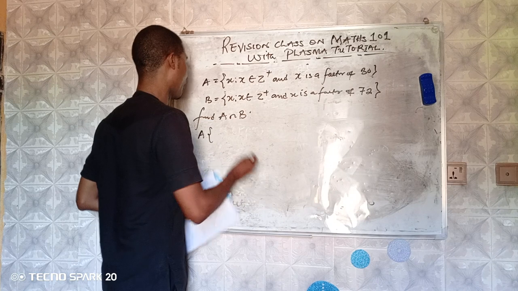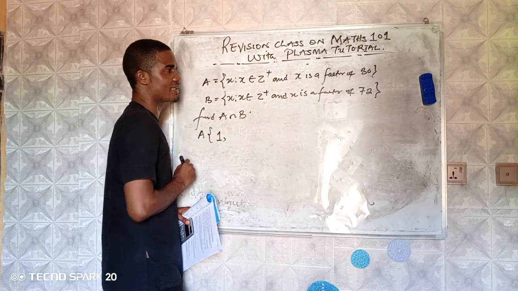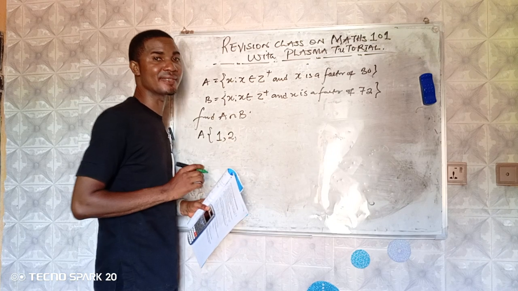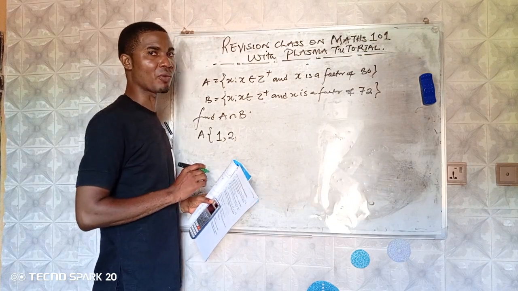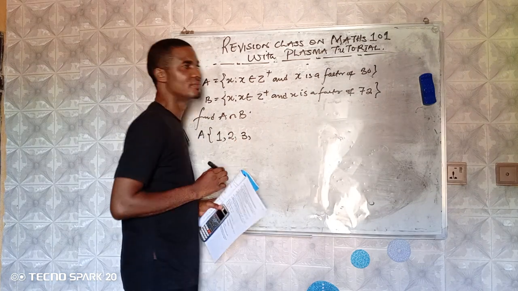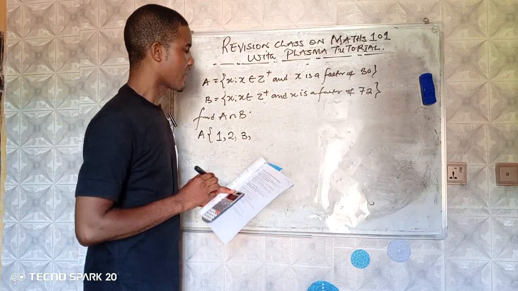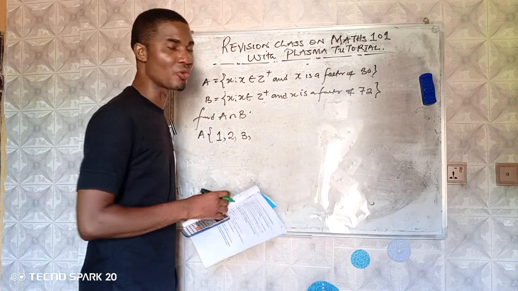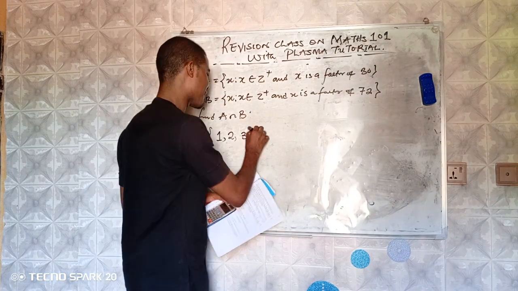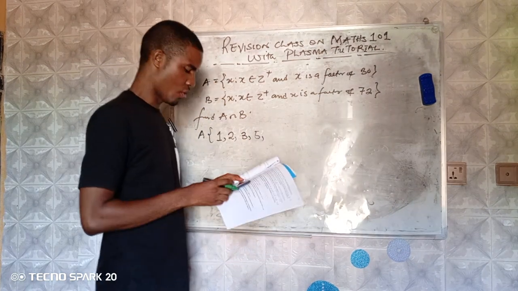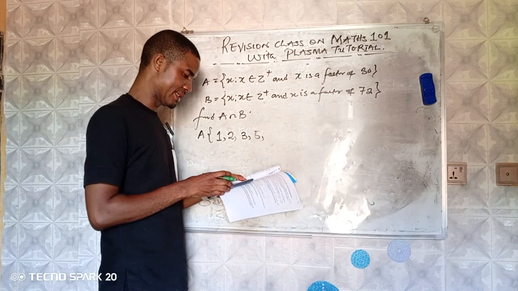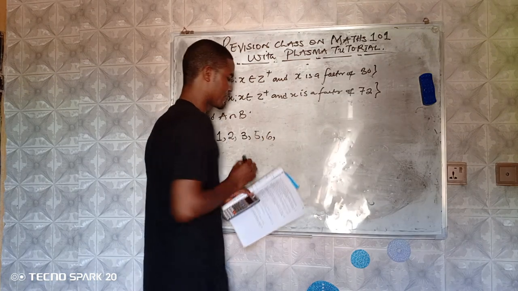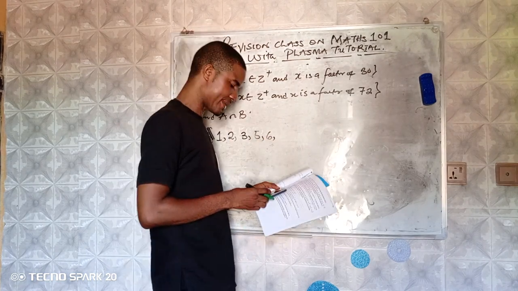Numbers that can divide 30 without remainder. So we start from 1. 1 can divide 30. 1 is a factor of 30. Try 2. Yes, 2 is a factor of 30. 2 can divide 30 without remainder. What of 3? 3 is a factor of 30. You have your calculator, you can also follow. 4 is not a factor of 30 because 30 divided by 4 will give you 15 over 2. What of 5? Yes, 5 is a factor of 30. What of 6? Yes, 6. Is 6 a factor of 30? Yes, 6 is a factor. 7, no. 8, no.